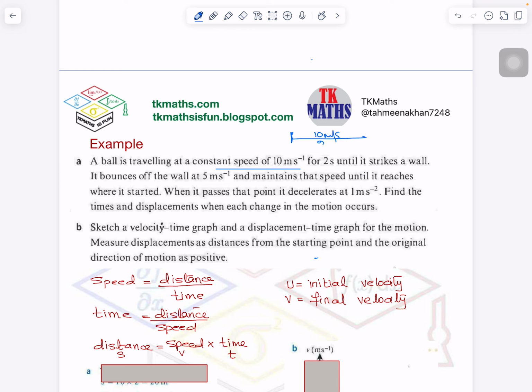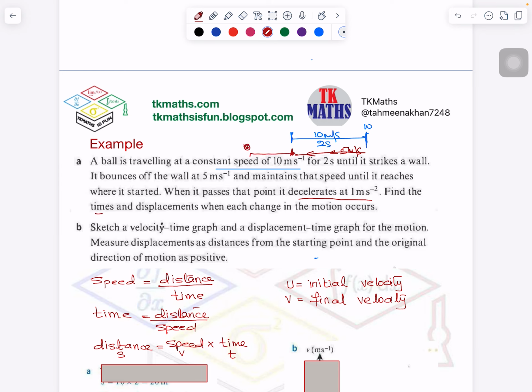Now let's understand through the diagram, and then we will not need to read the question again. It strikes back with a speed of 5 meter per second and maintains this speed until it reaches the starting point. So it has come back all the way here. And then it passes this point and decelerates at 1 meter per second squared. When it is written like this, it means there is a continuous or uniform deceleration. And of course, if there is a uniform deceleration, after some time it will stop, right? So from this point onward it decelerates, and suppose it stops here.